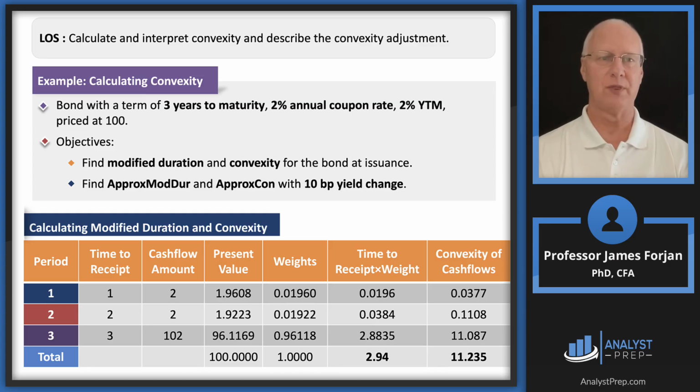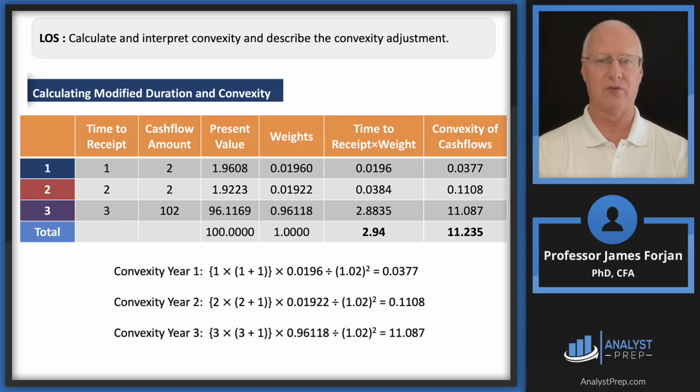So let's get back to the calculations. All right, we have a bond here, 3 years to maturity, 2% coupon, that's annual, by the way, 2% yield to maturity. So, of course, that bond is priced at its par value. Let's go ahead and find the modified duration, and let's find the convexity, and then let's use those estimates to determine what happens if there is some kind of a yield change. So what we've done on this next slide is replicate the table.